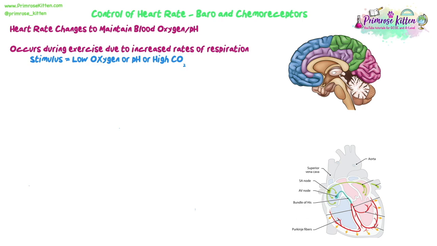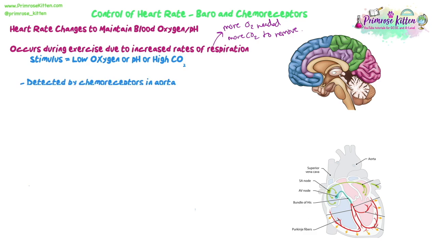Most of the time, this is going to happen when you've got exercise occurring because you've got increased rates of respiration, which means we need more oxygen going to our muscles and we've got more carbon dioxide being produced that needs to be removed. So it could be building up and causing that carbonic acid to increase, which will lower the pH. Or obviously we've got low oxygen levels because a lot of it's being used up.